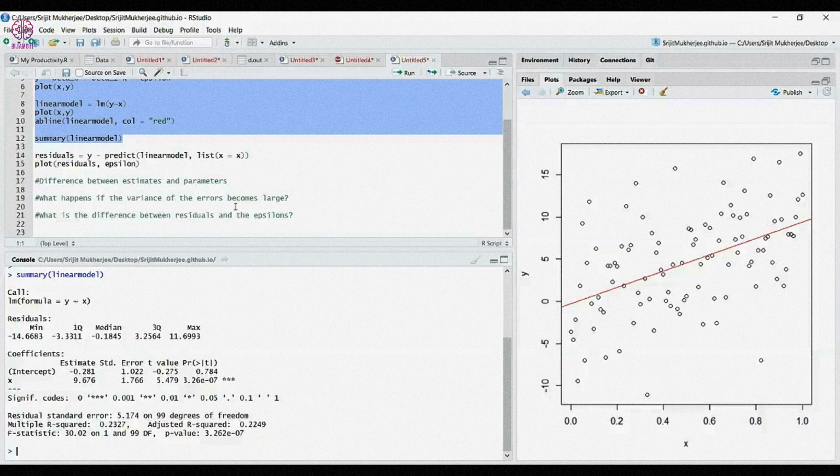So therefore, we end this simple linear regression small course here.